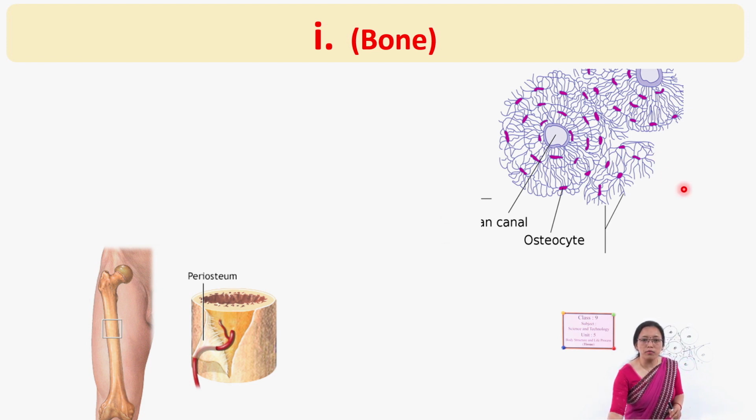If we see the structure of bone, here, this is the whole bone, covered with a thin membrane. This membrane is called periosteum, and the cells are arranged in a particular manner, and the cells of these bones are called osteocytes. The intercellular spaces between the osteocytes are filled with matrix, in which some calcium is deposited. Because of that, the bones are very hard in structure.